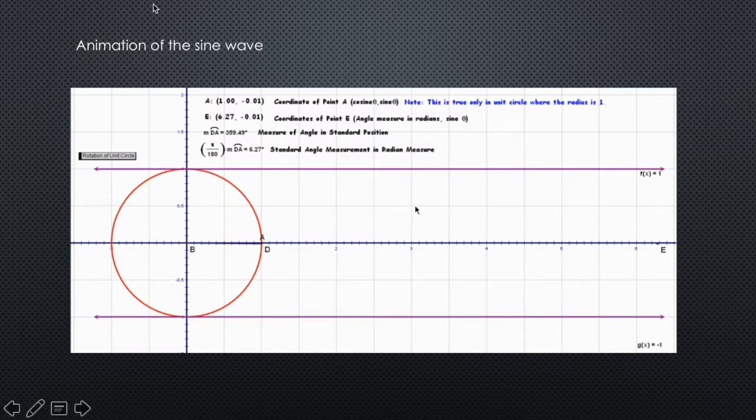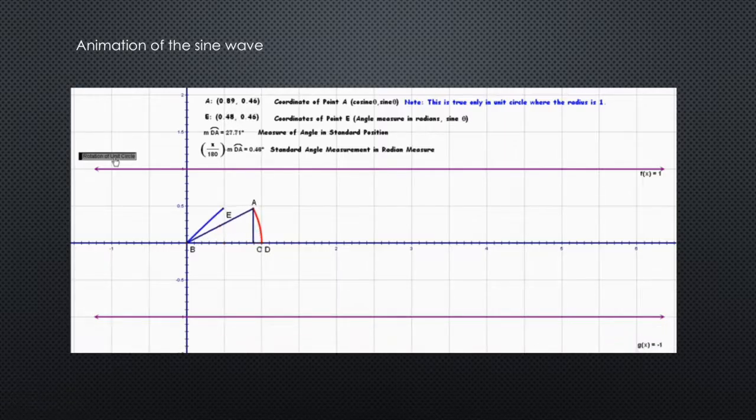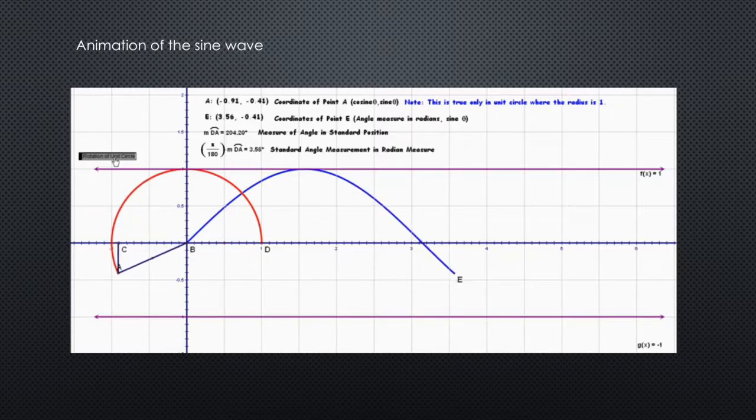Now I want to show you a video in relation to how the angle of the sine wave is produced. The angle made by the radius connected to the x-axis forms a right triangle. So as the radius rotates around the origin, the sine wave produces the relationship between the degrees of the central angle, which is the x-axis, and the sine ratio of that angle, which is the y-axis.